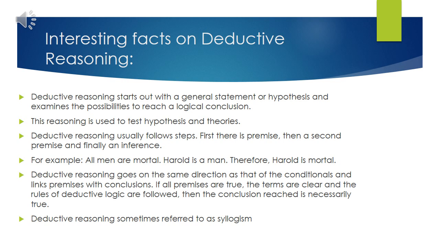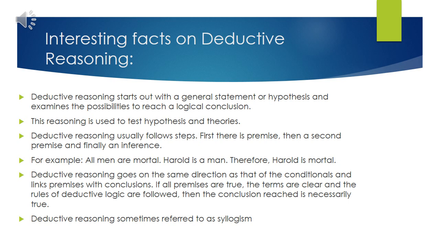For deductive reasoning to be sound, the hypothesis must be correct. It is assumed that the premises, all men are mortal and Harold is a man, are true. Therefore, the conclusion is logical and true. In deductive reasoning, if something is true of a class of things in general, it is also true for all members of that class.